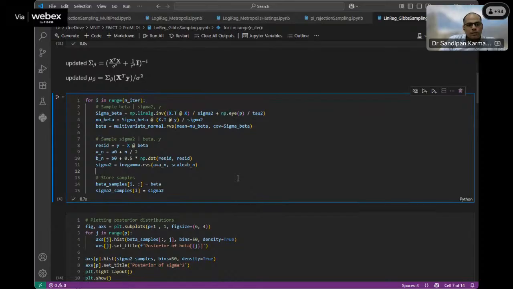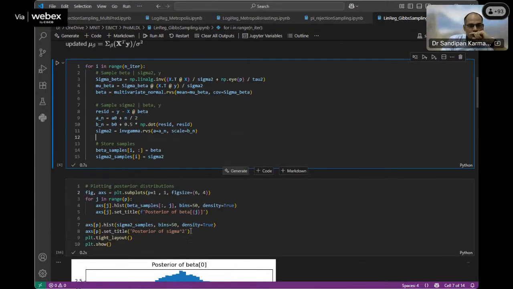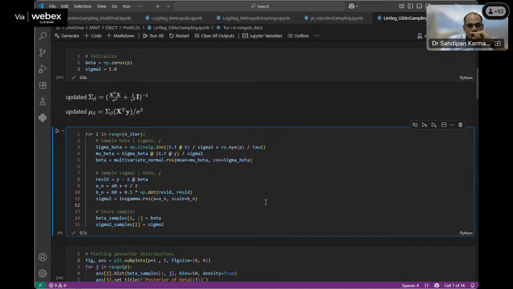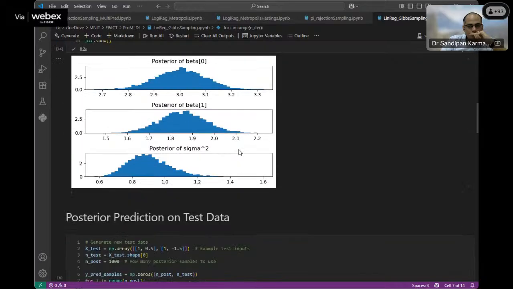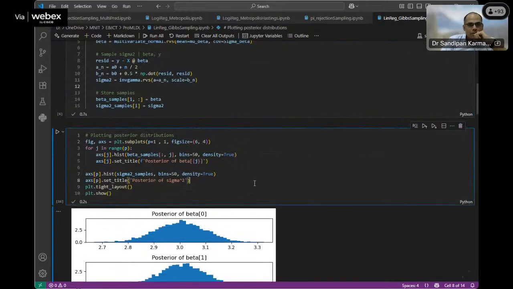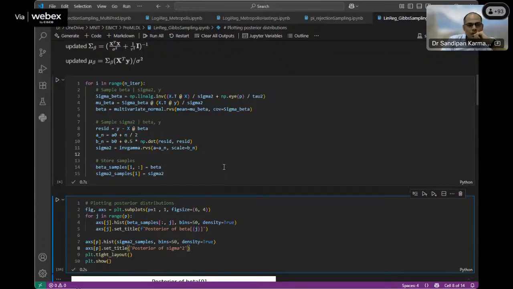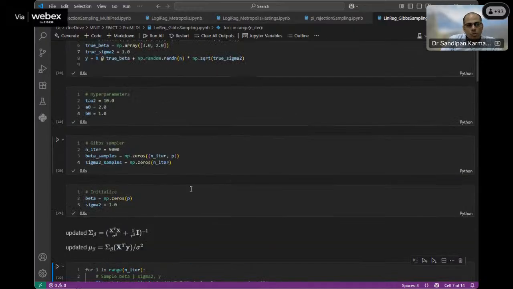Now what we are doing is that we are not rejecting any sample. Whatever sample is getting generated, we are keeping it in our sequence of samples. So here I am generating 5,000 samples. This is not a function, this is a loop I have generated.